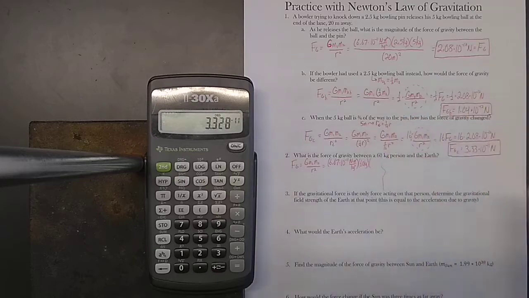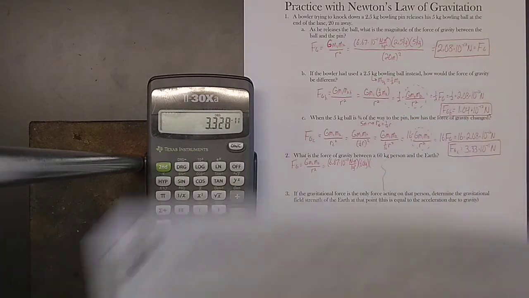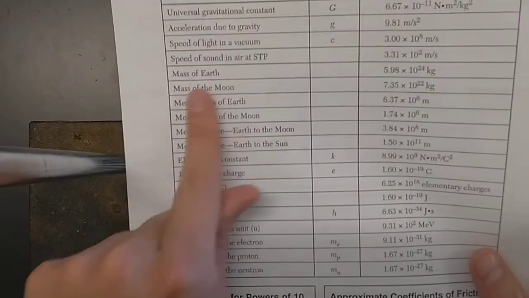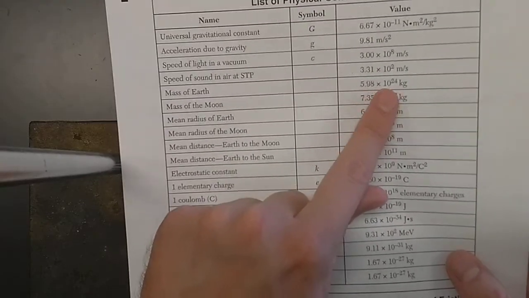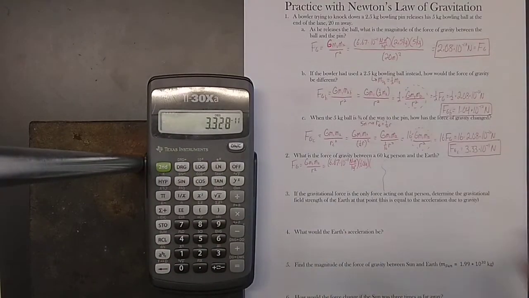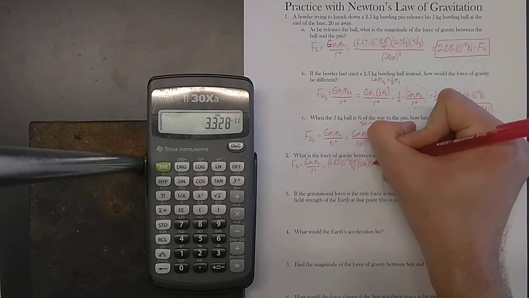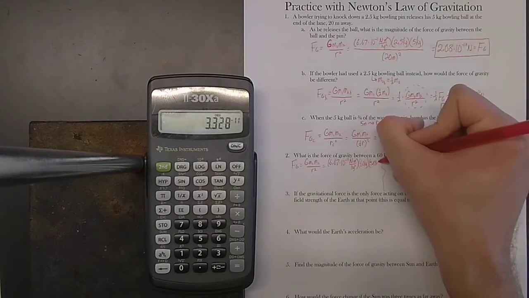And Earth's mass, I'm going to have to squeeze it in here, but the mass of Earth is 5.98 times 10 to the 24th kilograms.